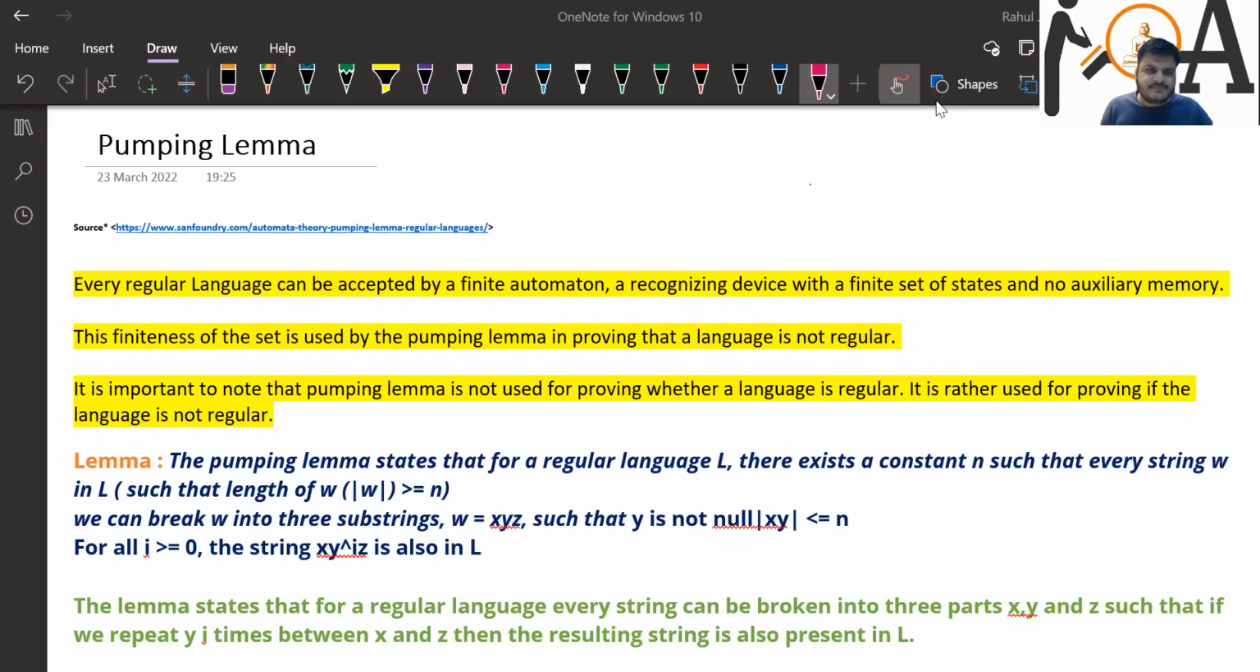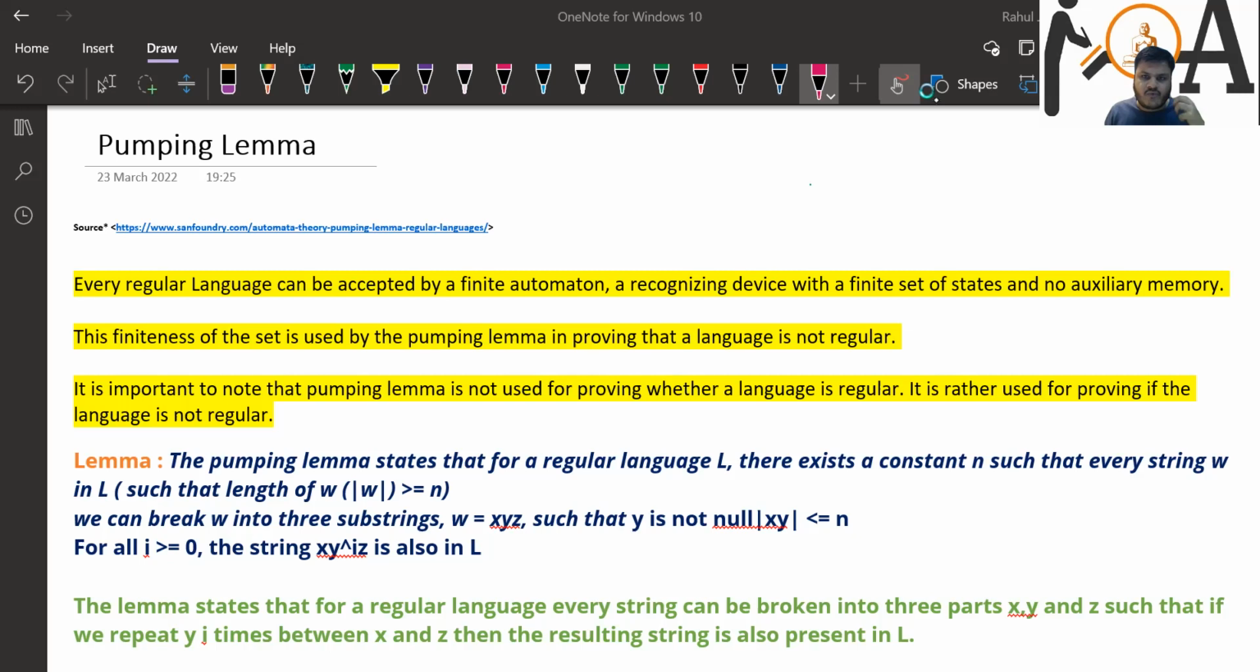Hello everyone. So all right, we are going to discuss the pumping lemma here. I am going to tell you what the pumping lemma is, what its use is, why we use it, and we'll take an important example and let you know how to solve any problem with the help of the pumping lemma. So let's start.